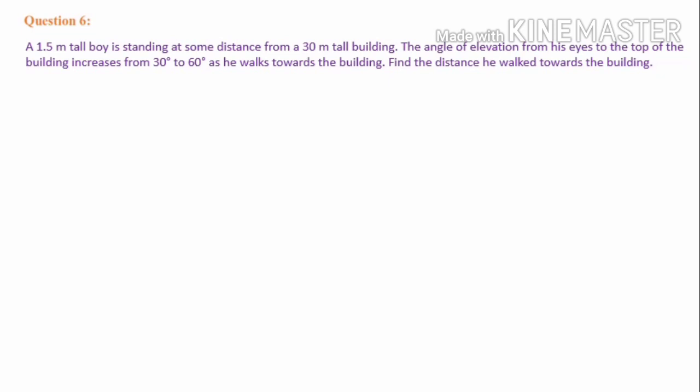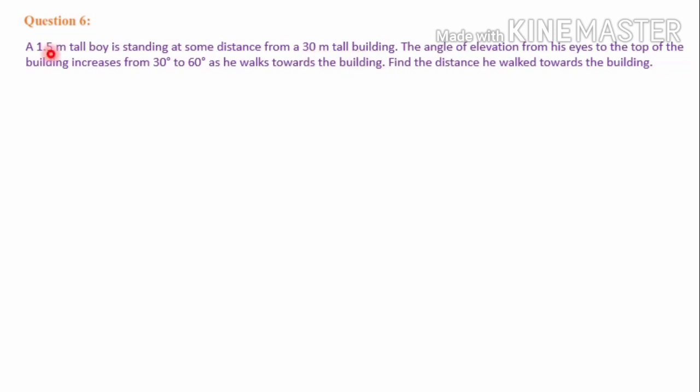From this question onwards, you have to take utmost care while visualizing the question, because from here onwards you will be getting two right triangles in one diagram. The question says a 1.5 meter tall boy is standing at some distance from a 30 meter tall building. In the first sentence, there are two conditions: the height of the boy is 1.5 meter and the height of the building is 30 meter.